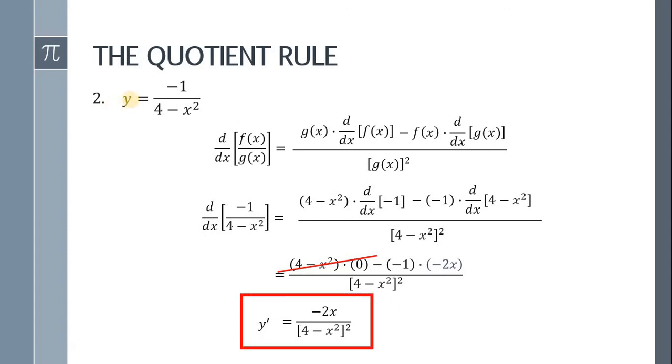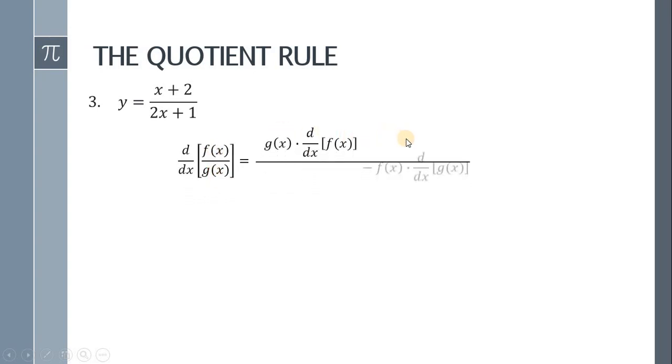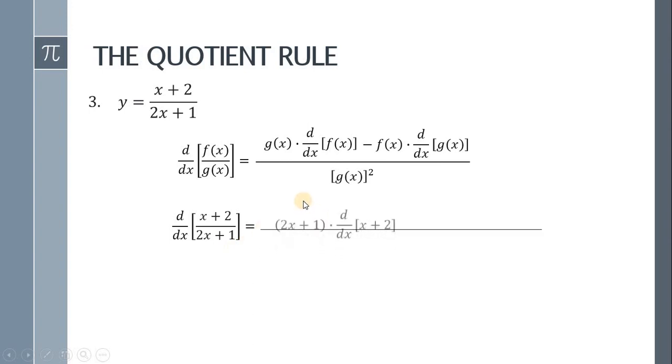Now, let's have the solution for number 3. So, we have y is equal to x plus 2 all over 2x plus 1. Now, again, applying the quotient rule. So, we have low d high minus high d low, square the bottom, and there you go. Now, set up natin yung ating equation. So, we have the derivative of x plus 2 all over 2x plus 1 is equivalent to low d high.